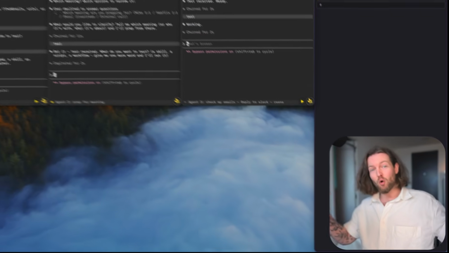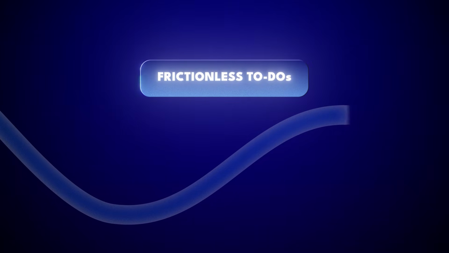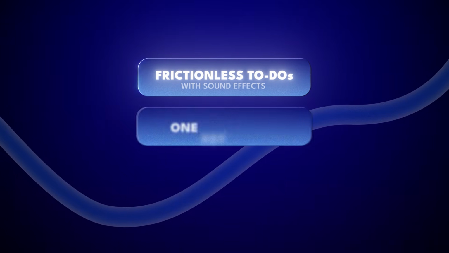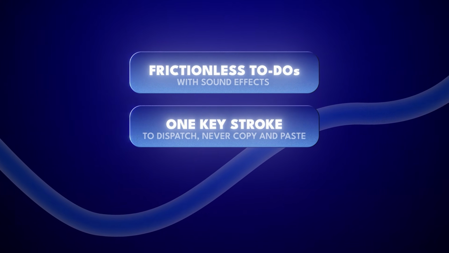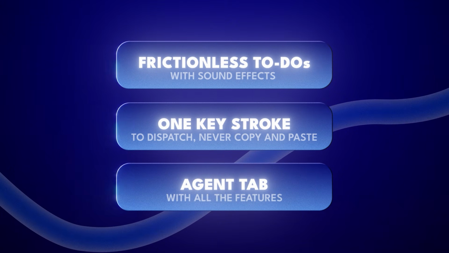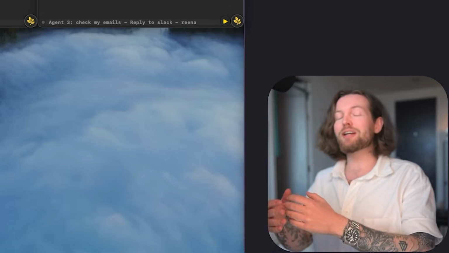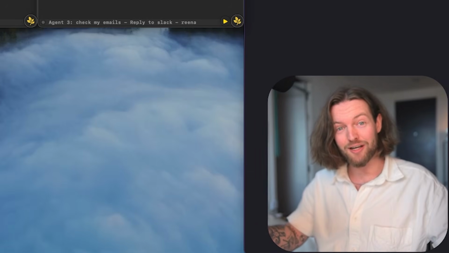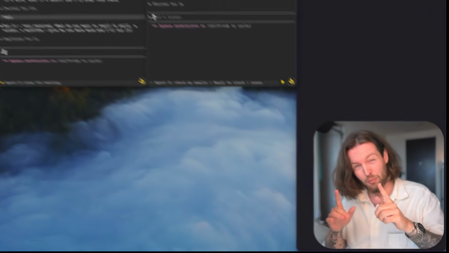So that was the whole MVP. Frictionless to-dos with sound effect, 1 keystroke to dispatch, never copy and paste, and an agent tab with all the features that I just talked to you about. Already so much easier to work with, but there was one more problem that I hadn't solved yet.